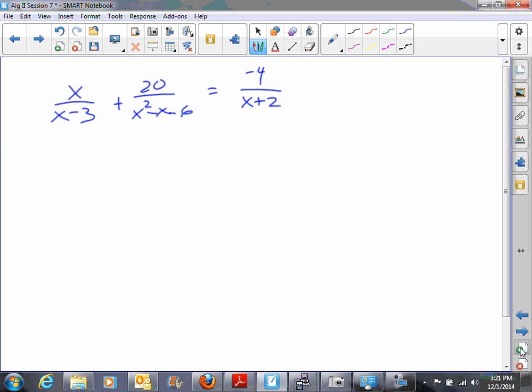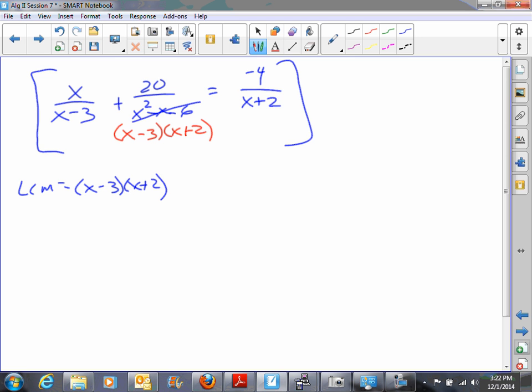First of all, if we factor this denominator, x squared minus x minus 6 factors into (x minus 3) times (x plus 2). So the lowest common multiple is (x minus 3) times (x plus 2). I'm going to write that out here: (x minus 3) times (x plus 2) over 1.